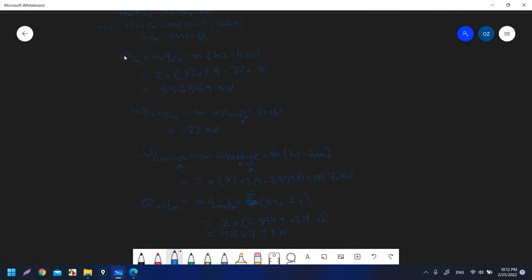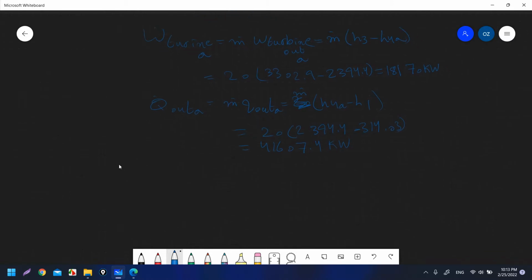As you can see, usually Qn is the highest value. We have an approximately low value for the work pump in compared to the work turbine, as we said before in the previous video.